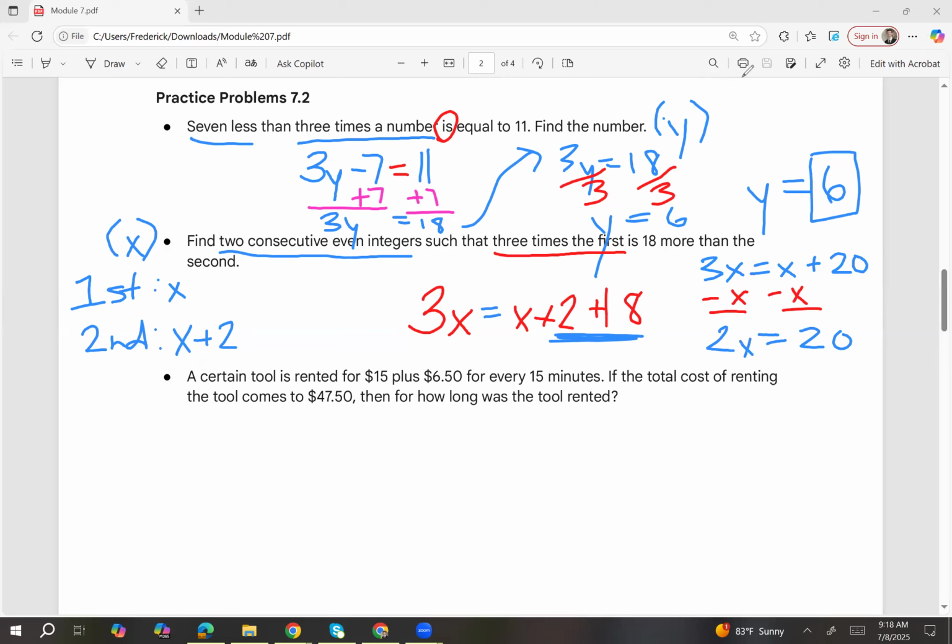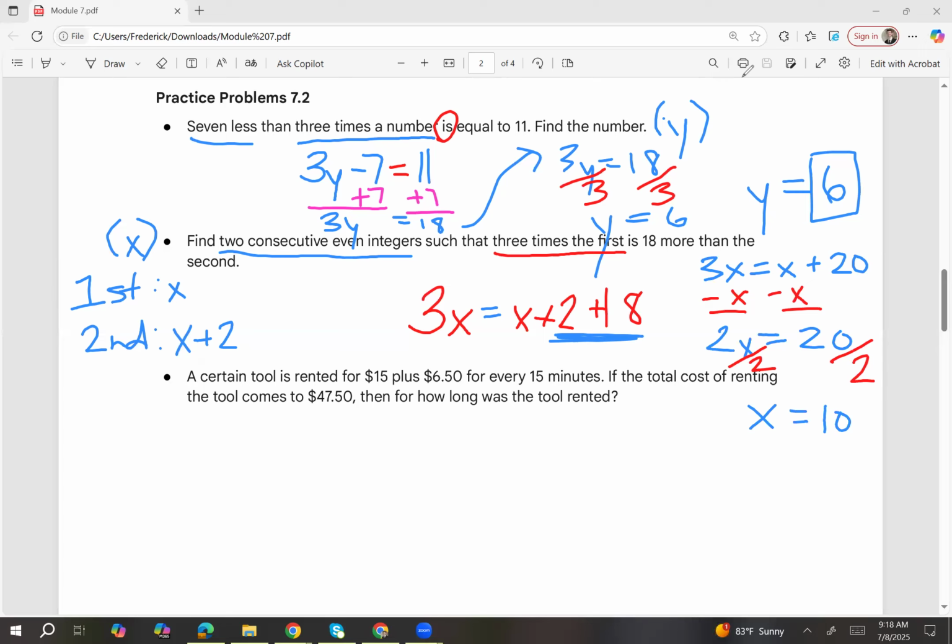Now we're at that stage where we can move to multiplication or division of something. We have a 2 times x. So the opposite operation there would be divide by 2. We'll do that on each side. And so that x is by itself on the left, and 20 divided by 2 for 10 on the right.